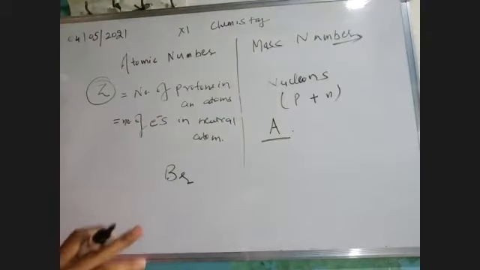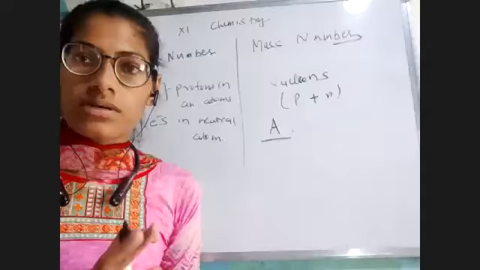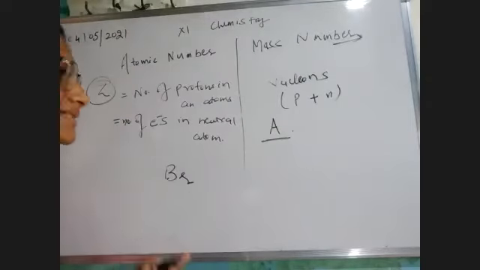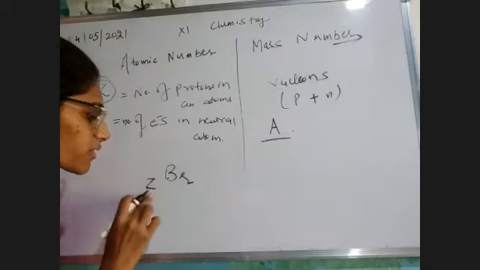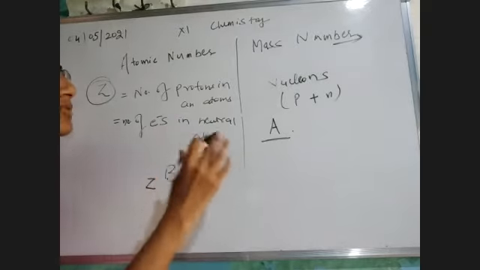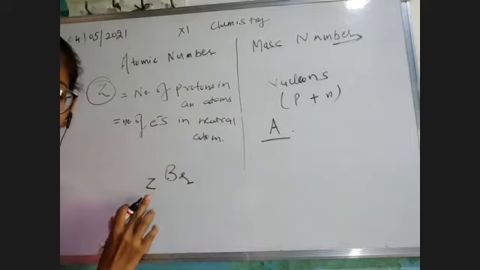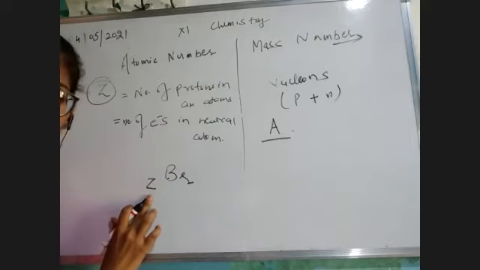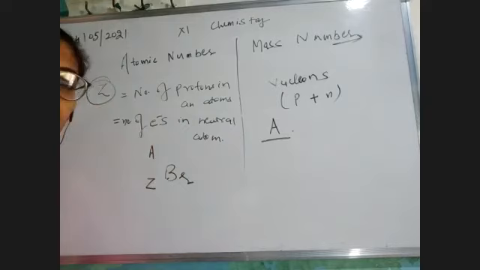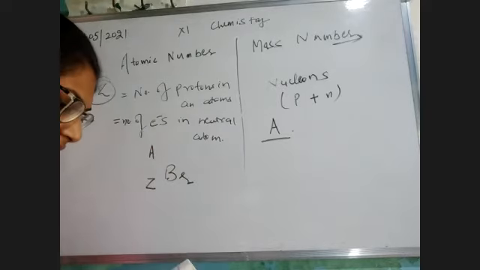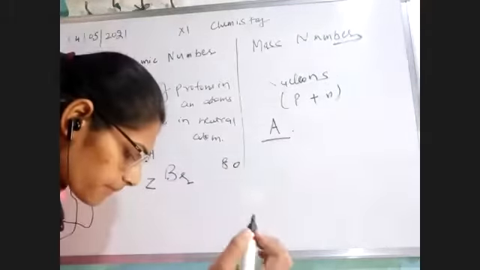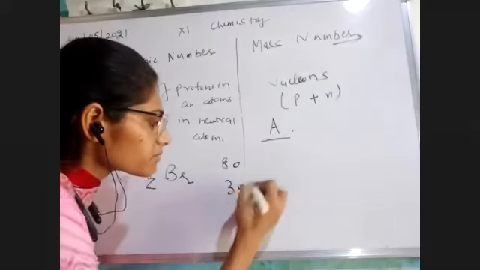Okay, one point I think you know since 10th class, but I should tell you that our atomic number is denoted in the lower subscript, whereas our mass number is put in the higher subscript. Okay, so let's take an example. We have 80 35 bromine.